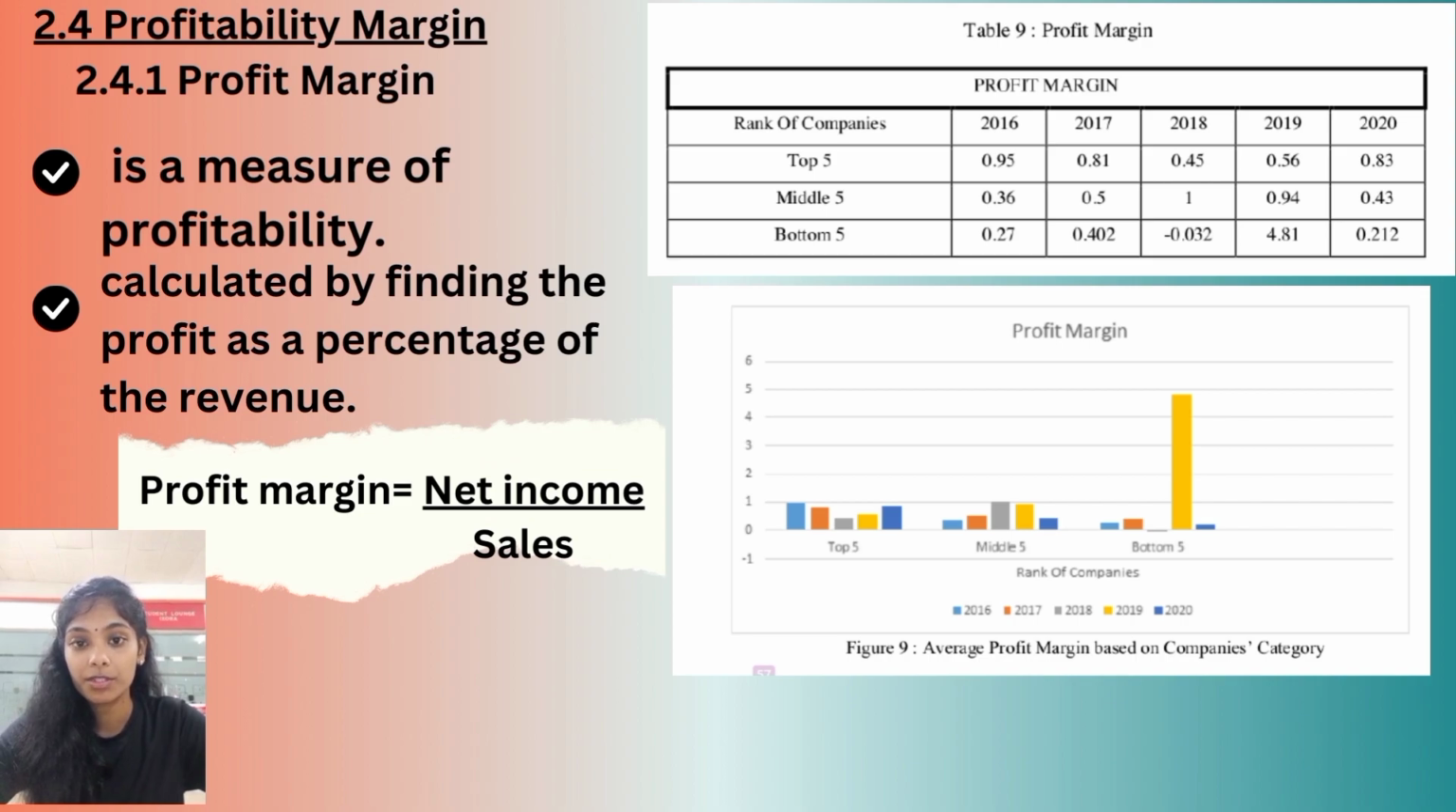The bottom 5 companies show inconsistency. From the year 2016 and 2017, the profit margin increased from 0.27% to 0.402% respectively. In the year 2018, the profit margin dropped drastically to negative 0.032% and increased again to 4.81% in 2019. In the year 2020, it shows the profit margin of the bottom companies was 0.212%.